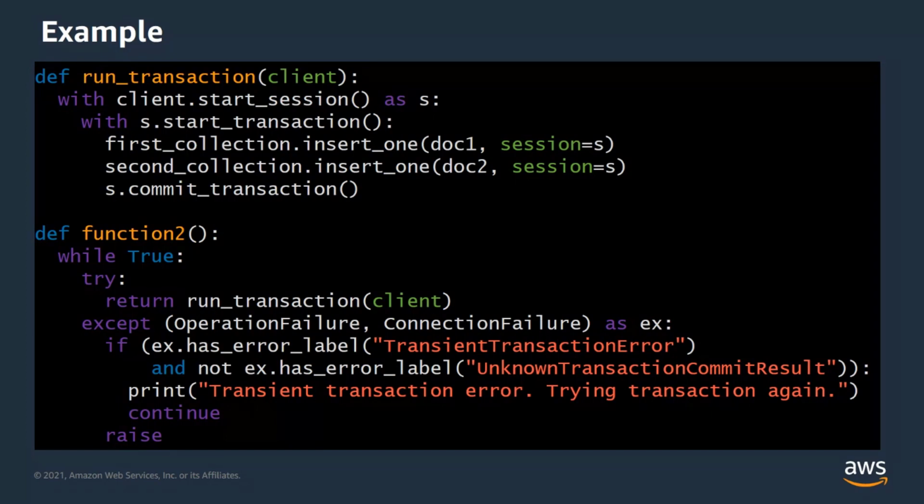If there is some kind of an error, we're going to catch that error. We're catching these operation failure and connection failure, and we're going to look to see if the transient transaction error tag, or label, is present. We're also going to check that the unknown transaction commit result is not present. So we're in that situation where we encountered a write lock. So we'll just do a little print, and then we'll continue, and the continue will send us back around this while true loop.